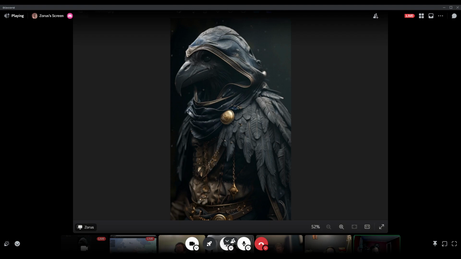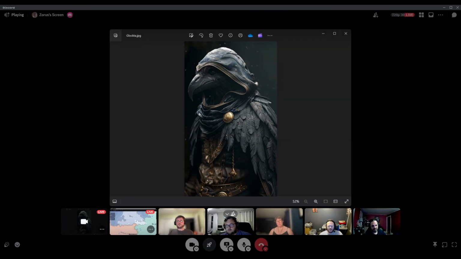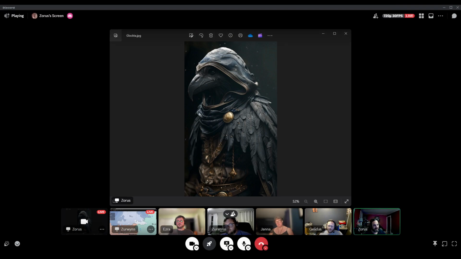Glocta looks at you with those black eyes. There's no readable expression on his face whatsoever. But then he looks over at Alvinius, and Alvinius has a weird sort of smile on his face. Sorry, Glocta doesn't speak.